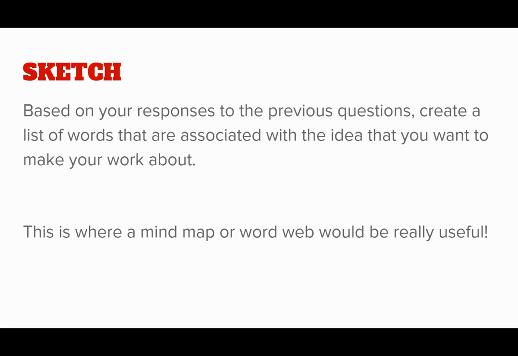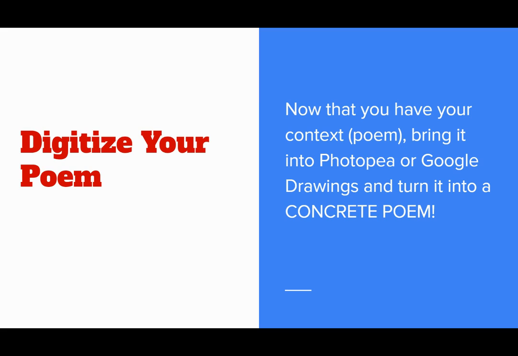Based on your responses to the previous questions, create a list of words that are associated with the idea that you want to make your own work about. This is where a mind map or a word web would be really useful. You could write down those ideas and those words. Now that you have your poem and your context of what you're going to talk about, bring it into Photopea or Google Drawings and then turn it into an actual concrete poem.